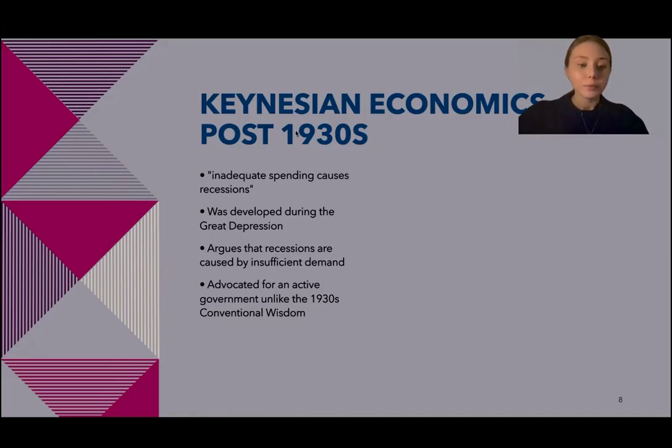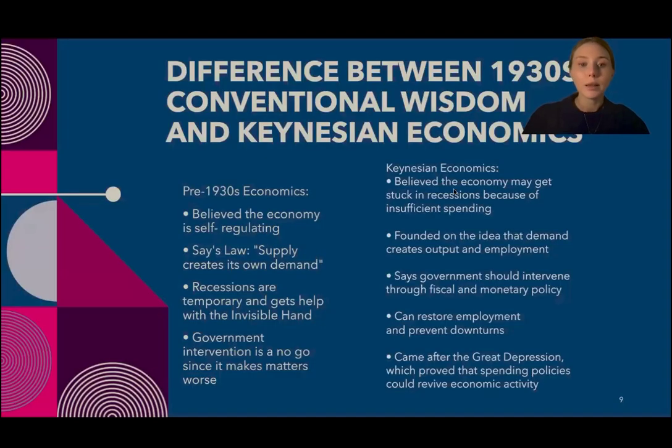So that was a big point, that the government should actually intervene and have a say in the economy, rather than the pre-1930s way of thinking, which was the idea that the government should not intervene and everything would restore on its own. So let's see the differences between these two ideas.